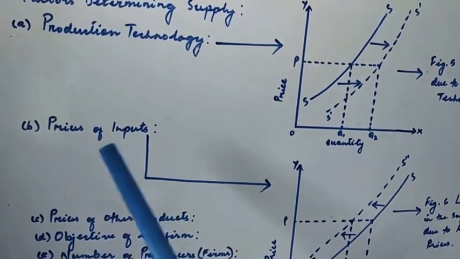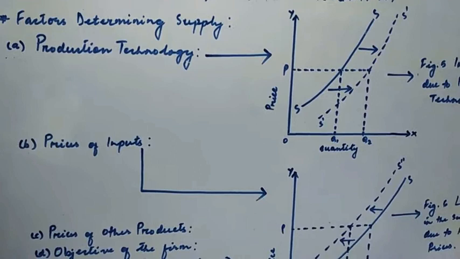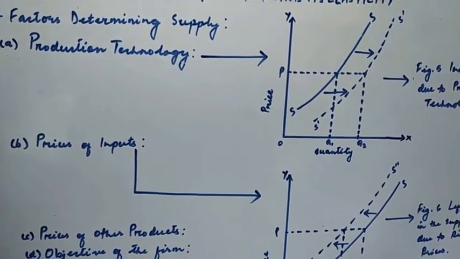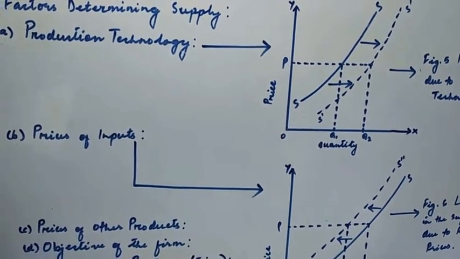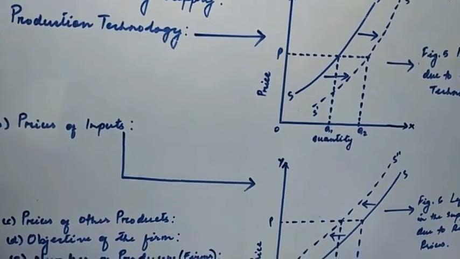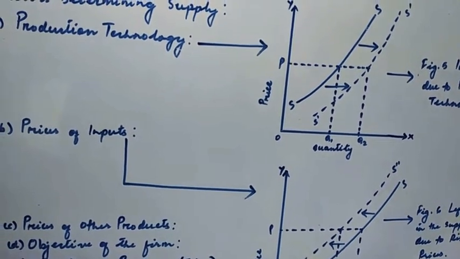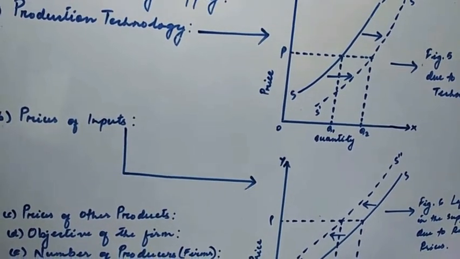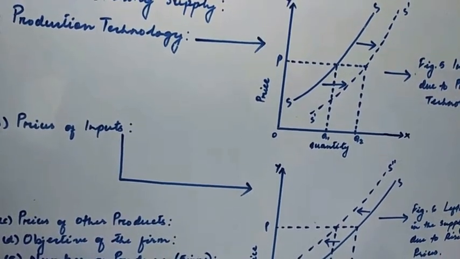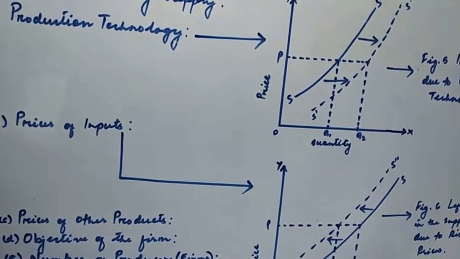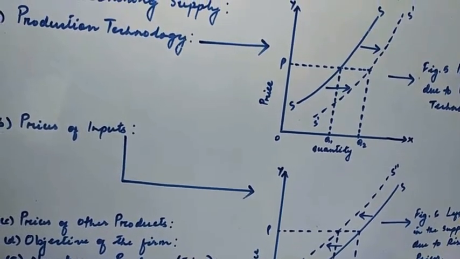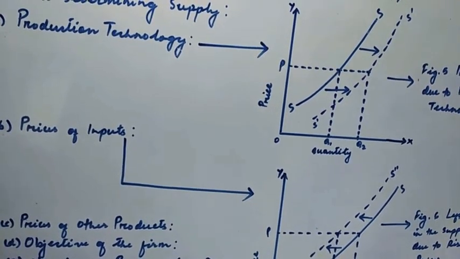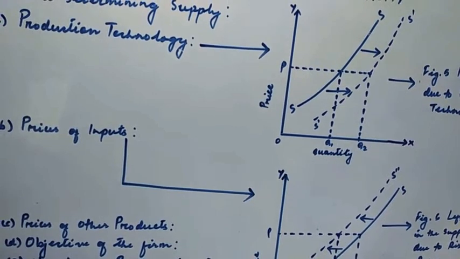So in the second place we have prices of inputs. What will happen to the supply when there are changes in the prices of inputs? Changes in the price of factors or inputs also cause a change in the marginal cost of production and consequently bring about a change in the supply. For example, let us take a situation where wages of labor have increased, or prices of raw materials and fuel go up. The marginal cost of production will rise.